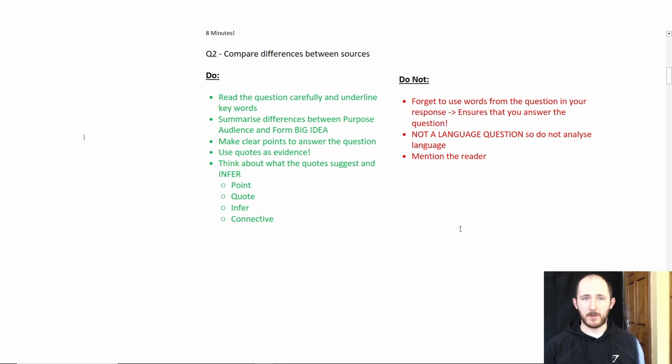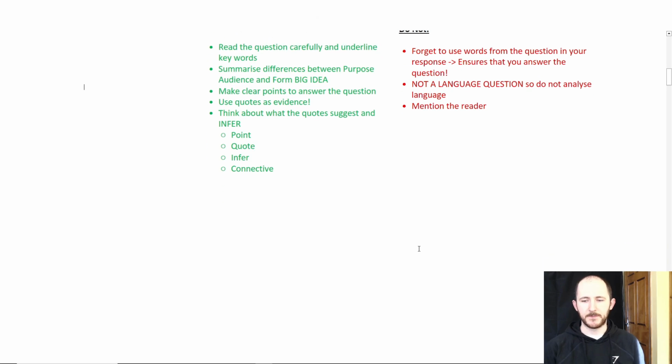And it's not a language question, this first part, okay? It's comparing differences, but it's not comparing differences in language devices, so you don't need to analyze the language that they use, okay? And by that I mean literally analyzing the devices. You can use, for example, oh, they used this word, which implies that they think this, which is fine. And also don't mention the reader, okay? This is essentially what the authors are thinking.